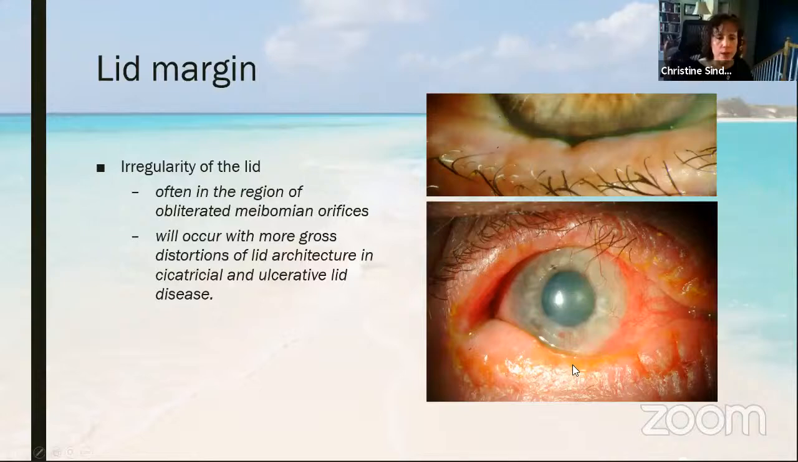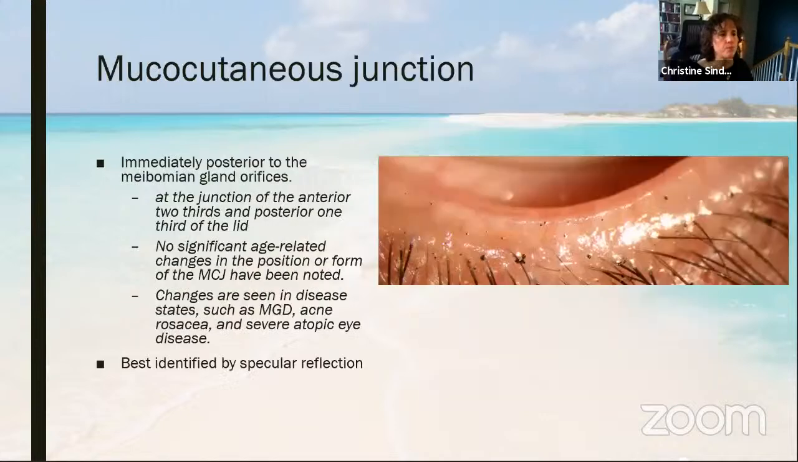You'll also want to look for any of these gross architectural or cicatricial changes on the surface of the eye as well. That may be indicating a chronic disease such as ocular cicatricial pemphigoid or some other type of chronic autoimmune disease. You're going to see these changes in Stevens-Johnson syndrome. You're going to see these changes in graft versus host disease. So these chronic horrible autoimmune diseases.